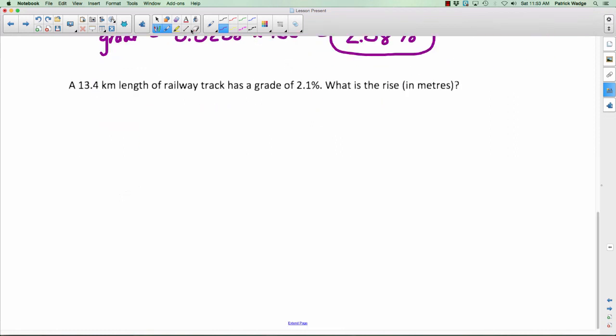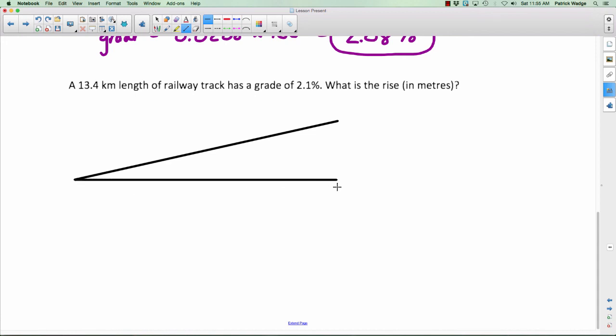All right, last one. A 13.4 kilometer length of railway track. Wow, that's long. Okay, now again, I don't think it's totally clear what they're talking about here. I don't think they mean that this is 13.4 kilometers. I think they mean that this is 13.4 kilometers down here. Like from the start of the railway track to the bottom of the railroad track, it moves over a horizontal distance of 13.4. So I'm putting 13.4 kilometers down here. I'm sorry, I would make that a lot clearer for you in questions we do in class. And it has a grade of 2.1%.